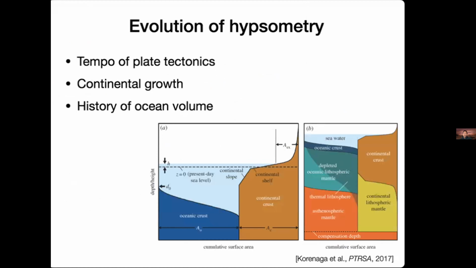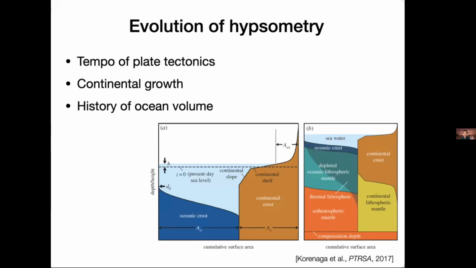Now, the problem of early Earth landscape is something I've been working on for years by now. And roughly speaking, there are three important issues: the temporal evolution of plate tectonics in the past, growth of continental crust, and the history of ocean volume. There have been important developments in all of these topics in the last decade or so, but I don't think they are widely appreciated yet.